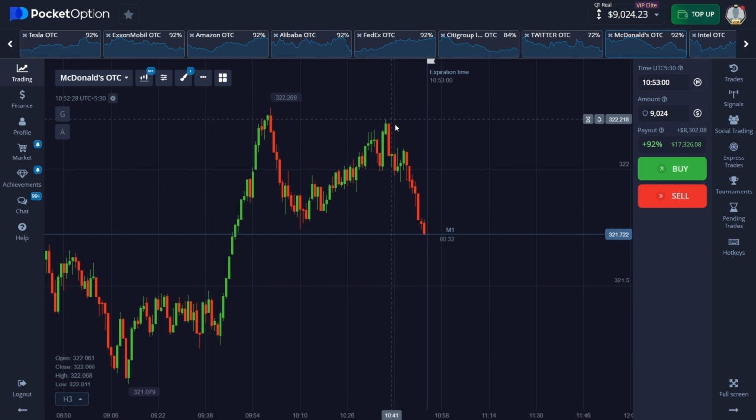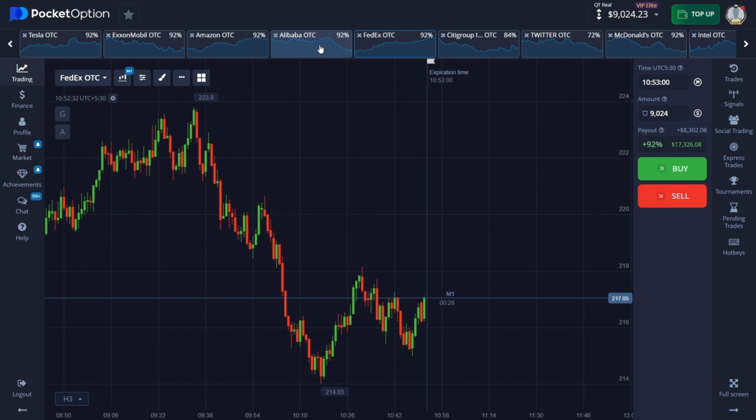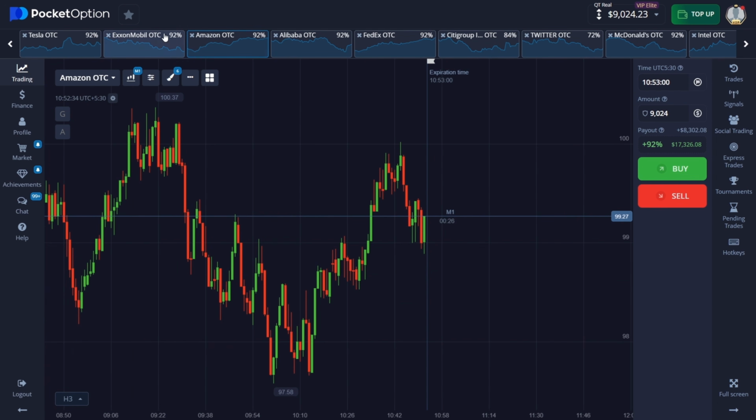Now, looking at McDonald's, you will see a downtrend with many red candles. This type of pattern indicates that we should not take the trade.